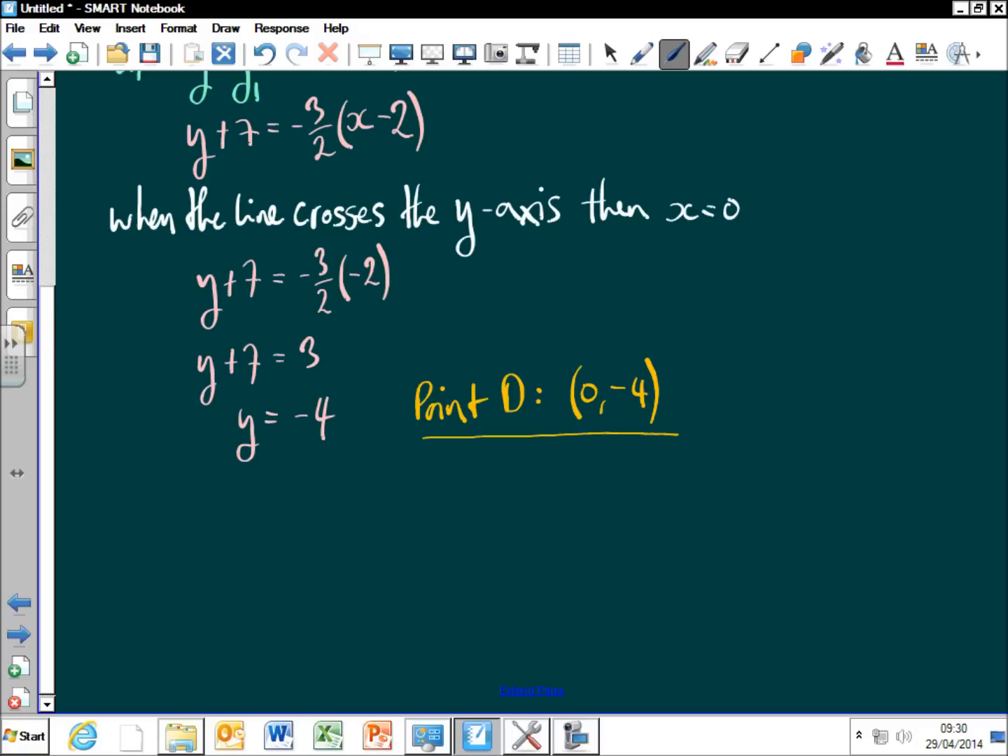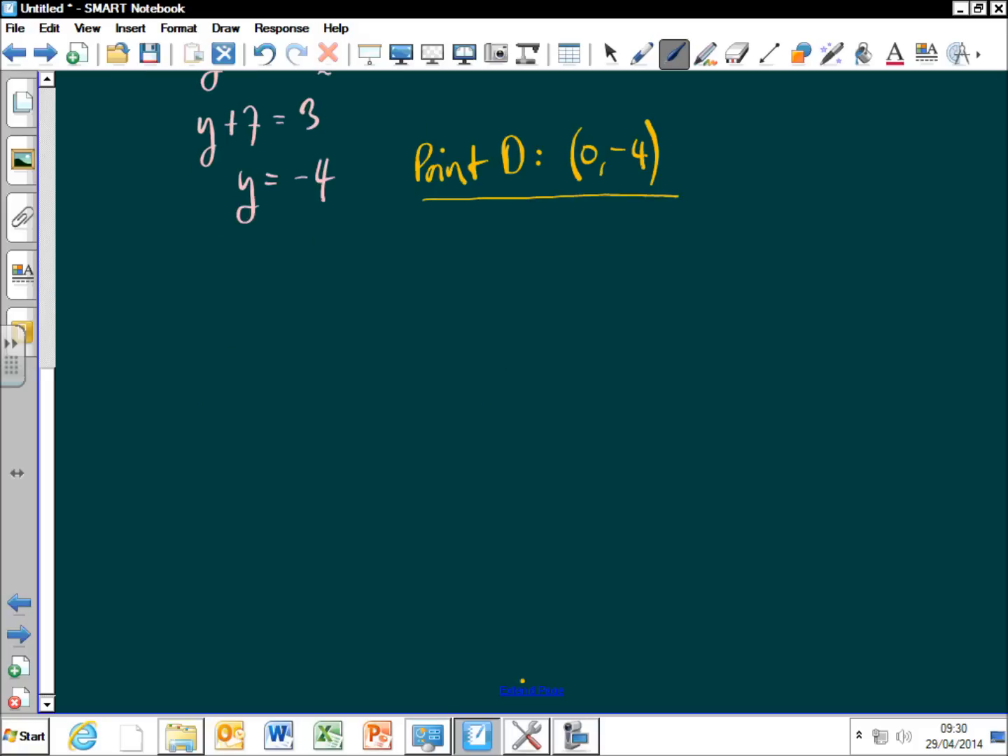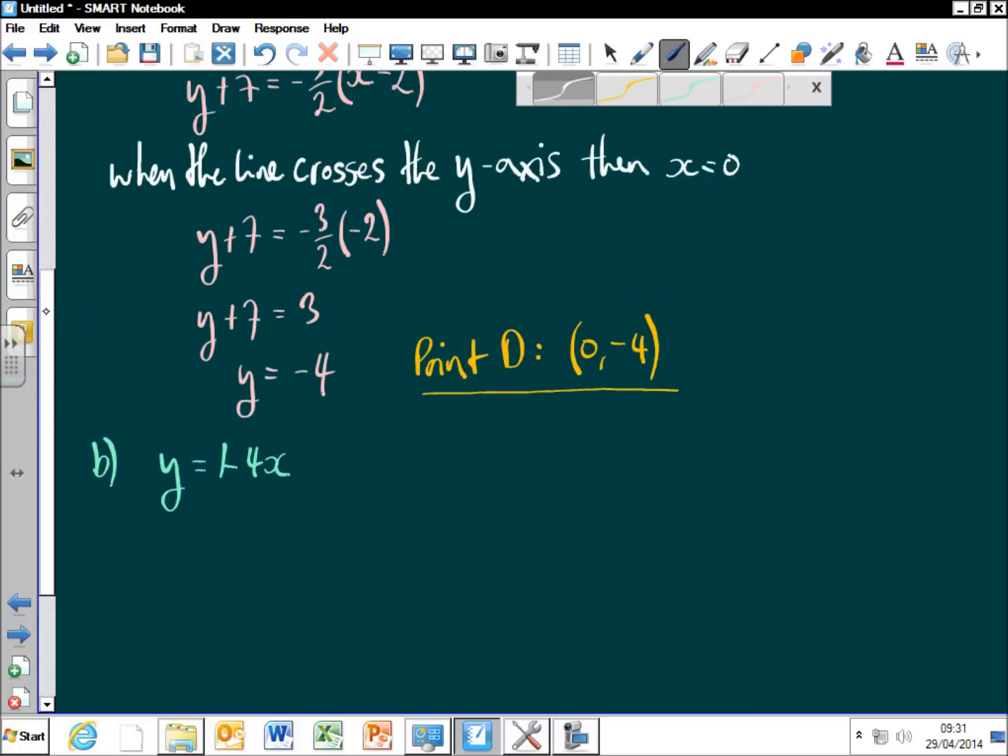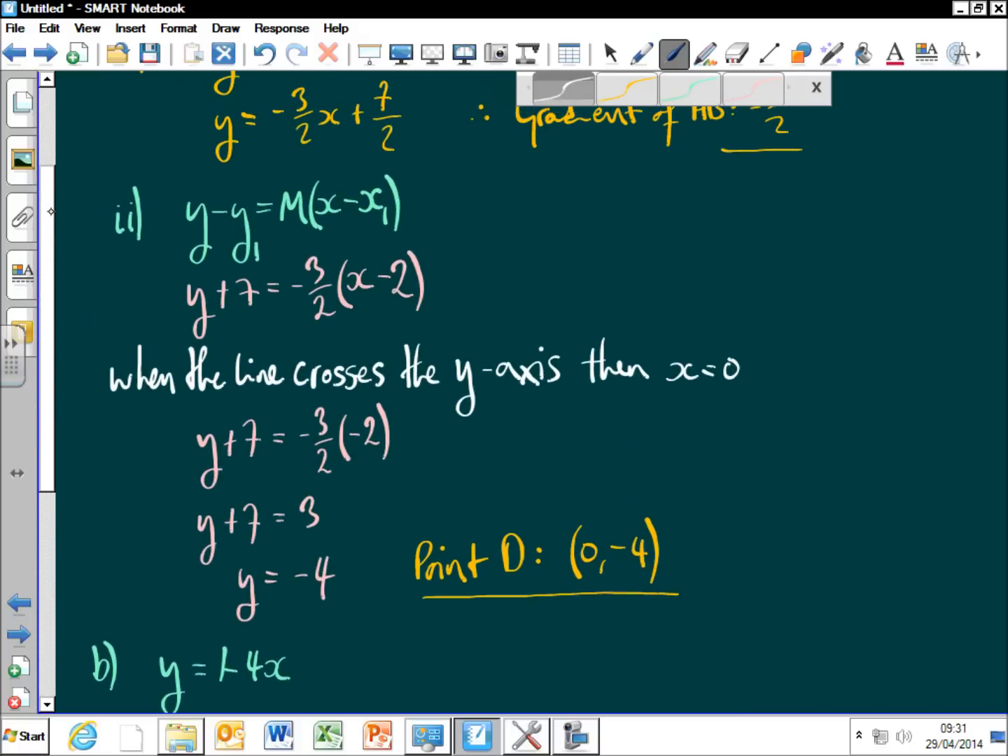Okay, and then for part B, the line with the equation y equals 1 minus 4x intersects the line AB at point A. Find the coordinates A. So we're given this line, y equals 1 minus 4x, and it intersects the line we had at the start. Well, let's write it in the way that we rewrote it. Y equals negative 3 over 2 x plus 7 over 2.